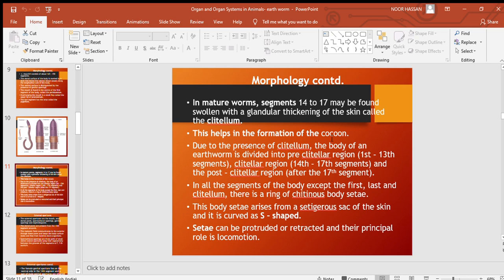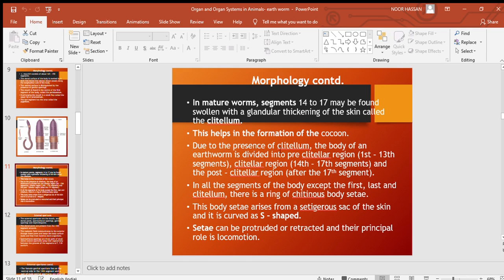Due to the presence of the clitellum, the body of an earthworm is divided into the preclitellar region, that is, before the clitellar region, from the first segment to the 13th segment. The clitellar region is where the clitellum is present, from the 14th to the 17th segment. And after this clitellar region is the postclitellar region, after the 17th segment. Very easy to remember.